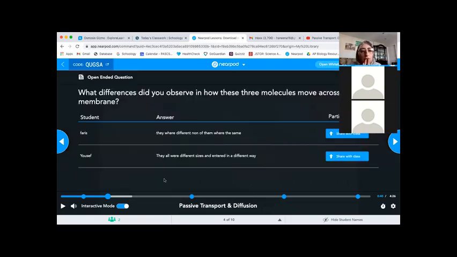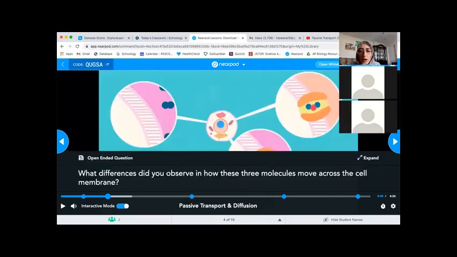Okay, Yusuf, read it. The question: what differences did you observe in how these three molecules move across the cell membrane? And my answer was they all were different sizes and entered in a different way. Okay, exactly. So they were all different sizes and they entered in a different way. Very good. So we're gonna stop the video here, and we're gonna move on to the slides.